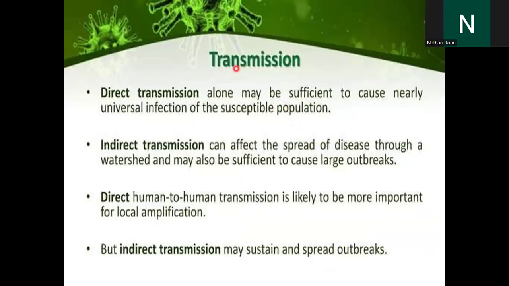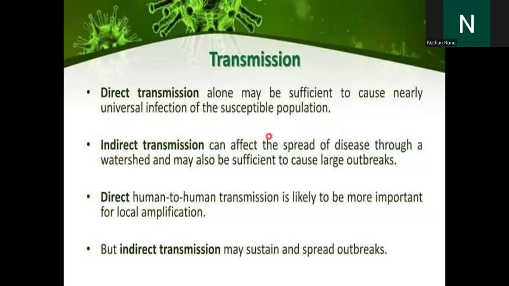So transmission. For transmission of rotaviruses, there is direct and indirect. For direct transmission alone may be sufficient to cause nearly universal infection of the susceptible population. What we mean by direct transmission is fecal oral, okay? So if you get dirty water or, let's say, poor sanitation or poor hygiene practices, then you get it via the fecal oral route.